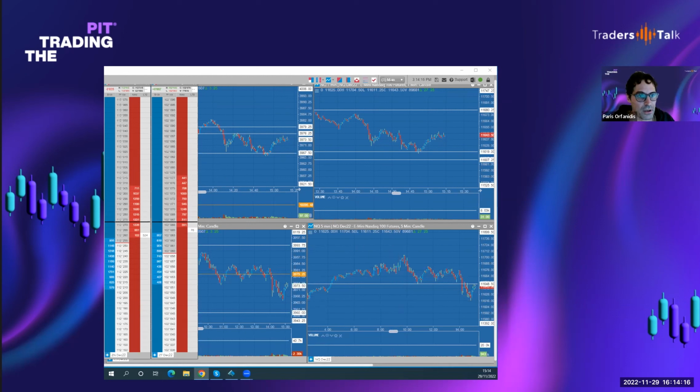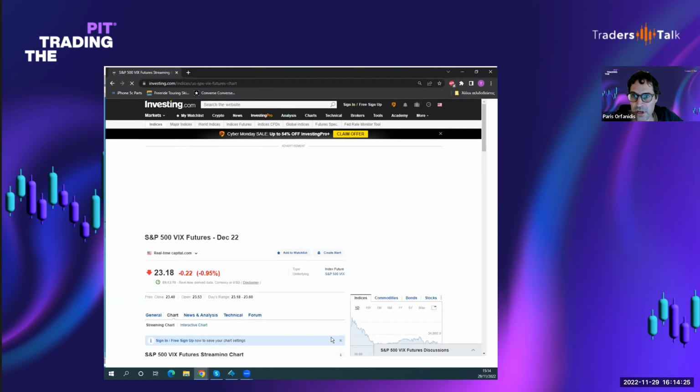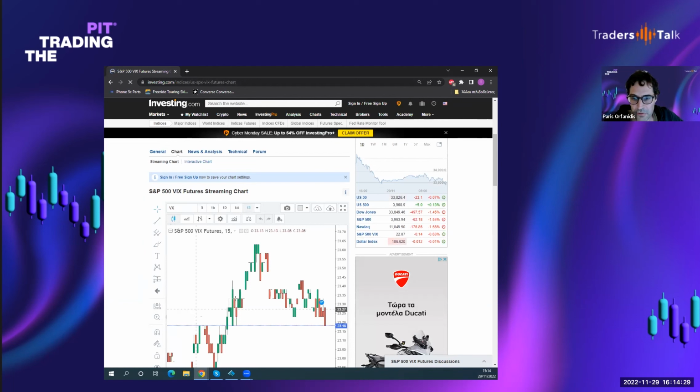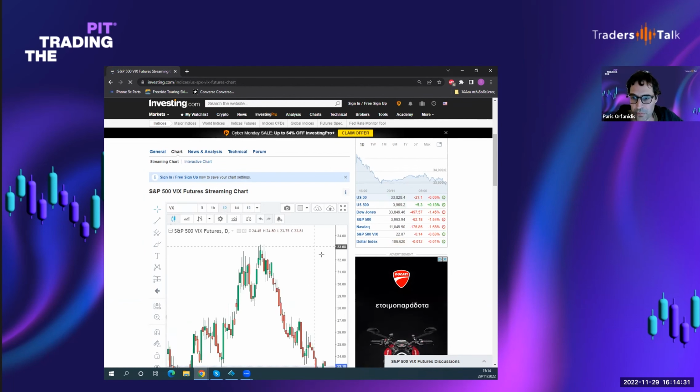Just so you know how I operate, how I shift between S&P and Nasdaq. Basically, this is the VIX future. That's free for everyone. The chart, you can take the link from here from the top.